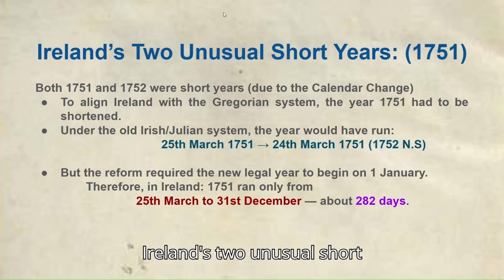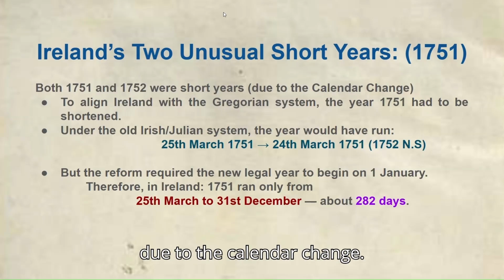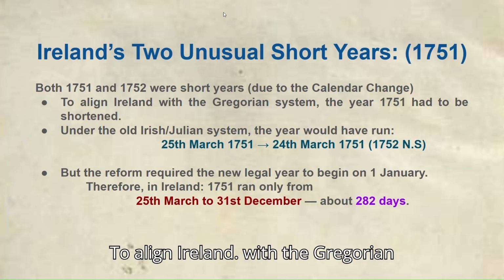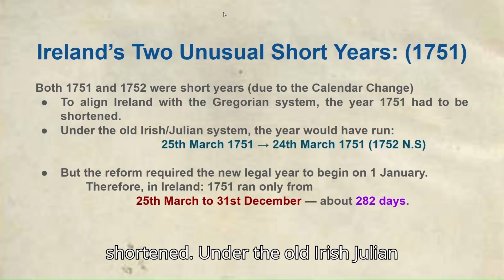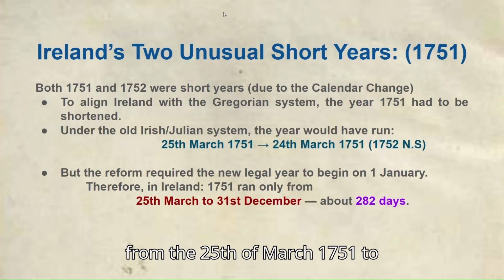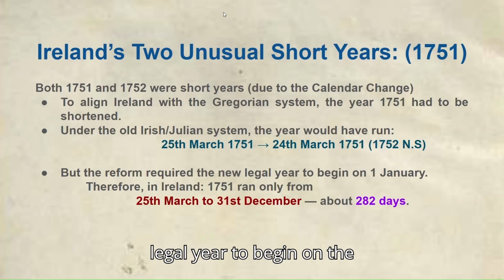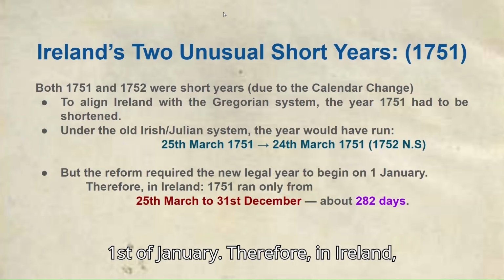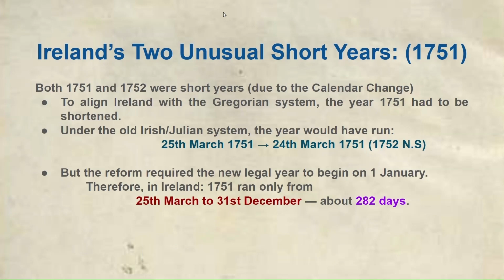Ireland's two unusual short years, 1751. Both 1751 and 1752 were short years due to the calendar change. To align Ireland with the Gregorian system, the year 1751 had to be shortened. Under the old Irish Julian system, the new year would have run from the 25th of March 1751 to the 24th of March 1752. But the reform required the new legal year to begin on the 1st of January. Therefore, in Ireland, 1751 ran only from the 25th of March to the 31st of December, about 282 days.